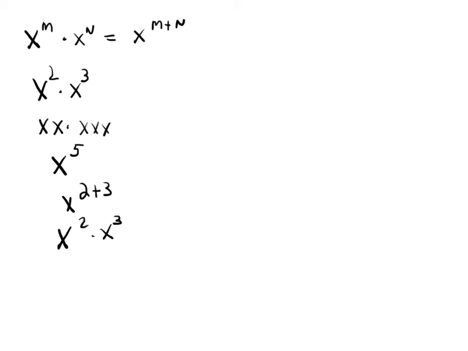Now let's take a look at an example of how we might use this if we encounter a problem such as y to the sixth times y to the eighth. Our rule for exponents, when we're multiplying expressions that have the same base, is that we add those exponents. So that's y to the 6 plus 8, which is y to the 14th. And we're done. That's as far as we can take this problem.